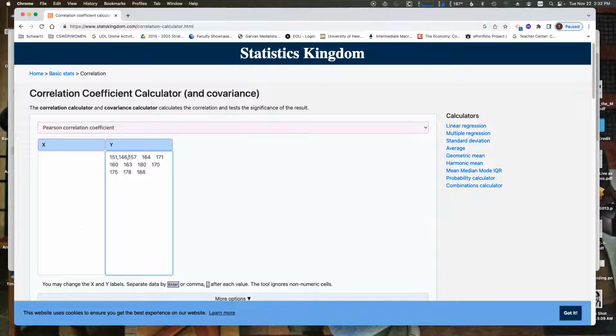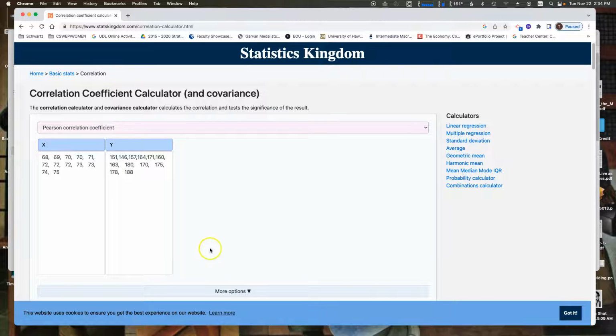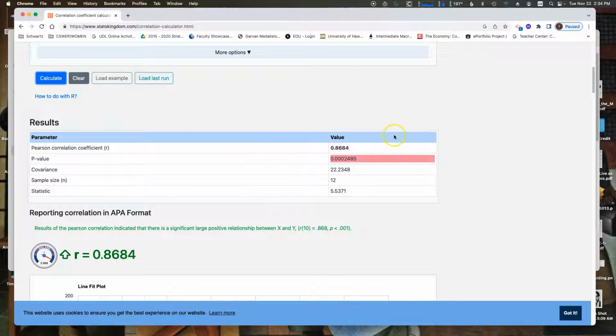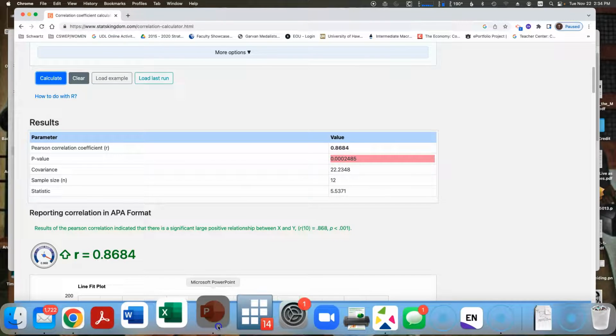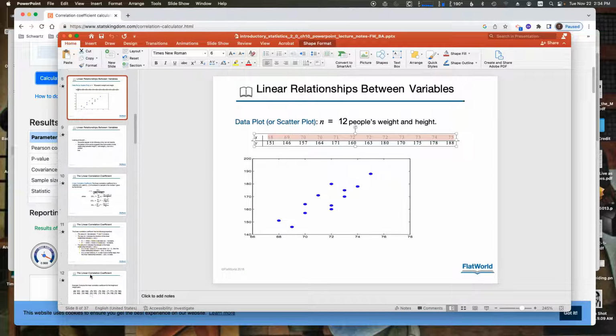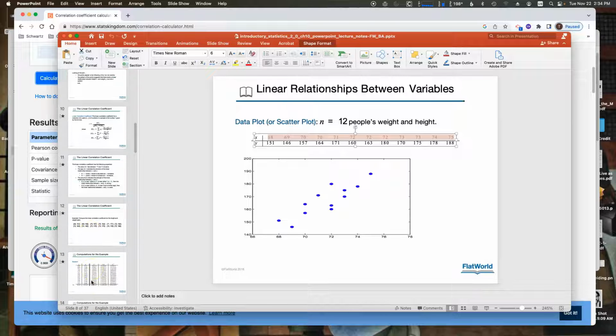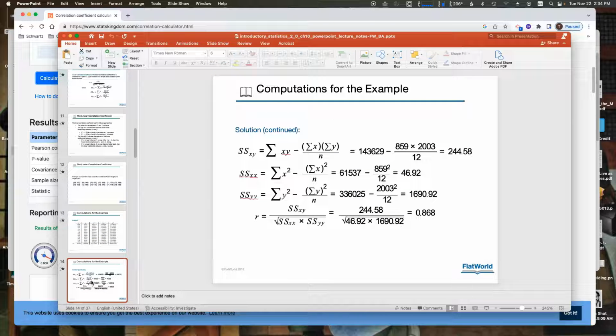Okay, I'll pause this. Okay, so all that I did here while I had this pause is I just fixed the data. So I recopied and pasted the data here, and I just had to separate it out by comma. And you can see the calculated coefficient for our sample size of 12. 0.8684. 0.868, and presumably there's a 4.